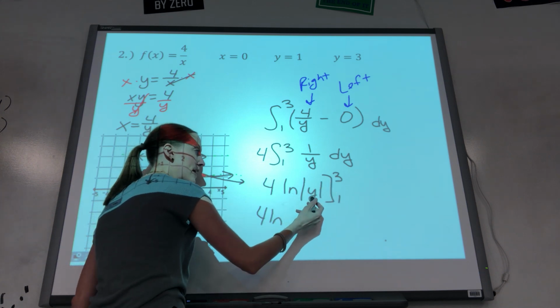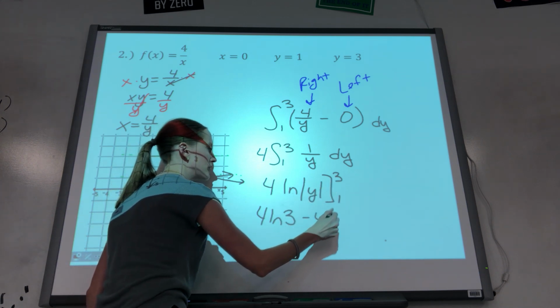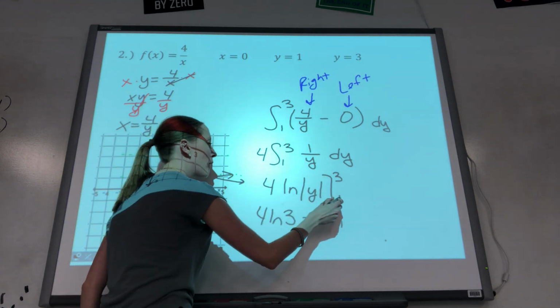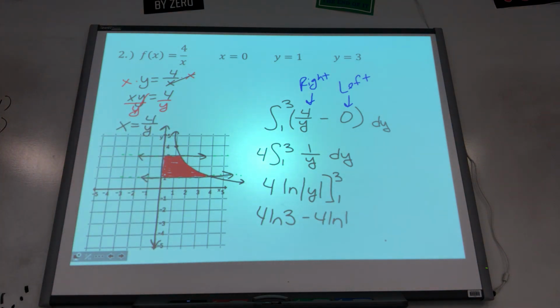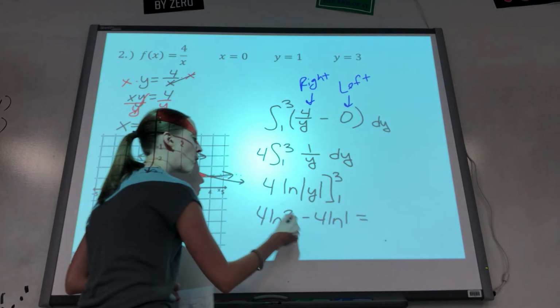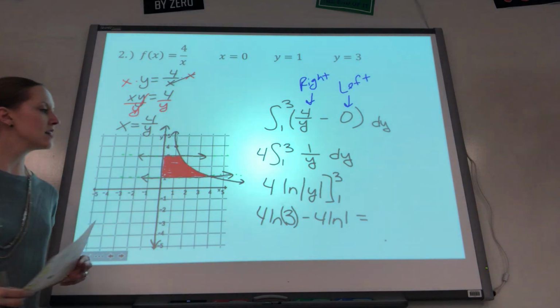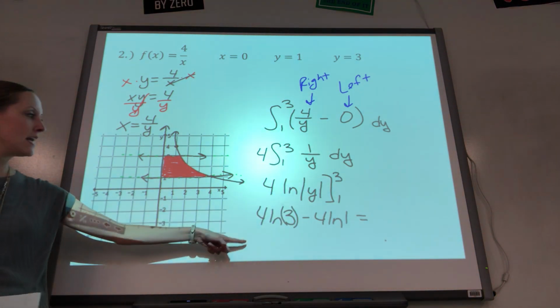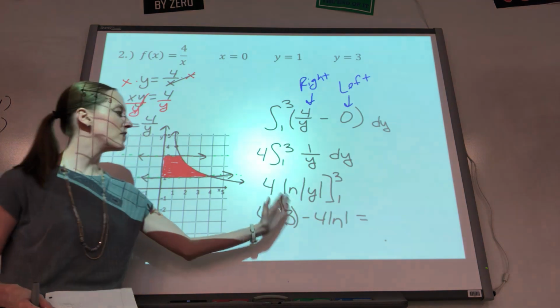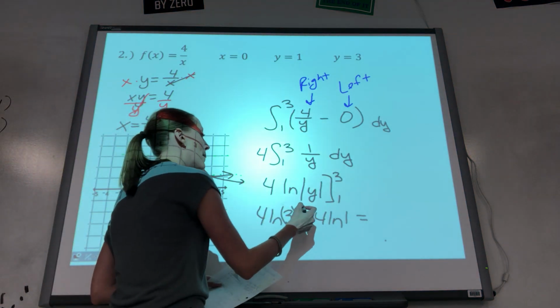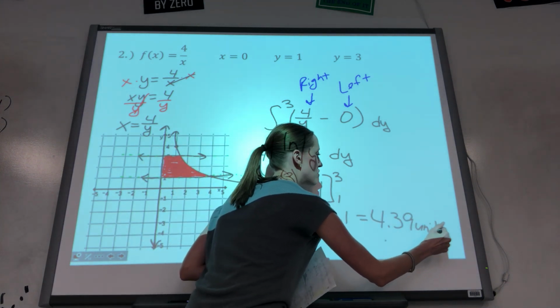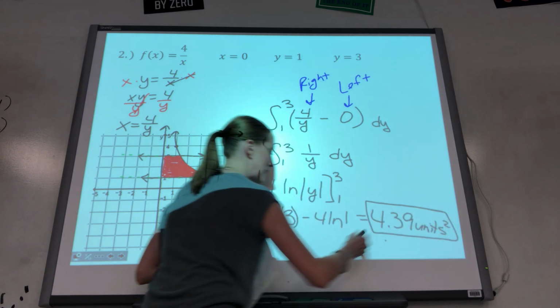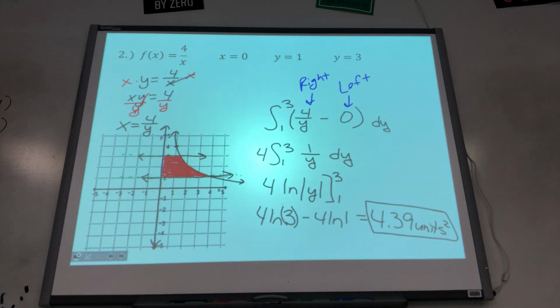Now, plugging in the 3, absolute value of 3 is just 3. Then plugging in the 1, absolute value of 1 is 1. We should be able to just type that into our calculators. If you do it all at once, remember to end your parentheses after the 3. Your calculator will start the parentheses; you need to end it before you hit minus 4 natural log of 1. I think that should end up being 4.39 units squared.